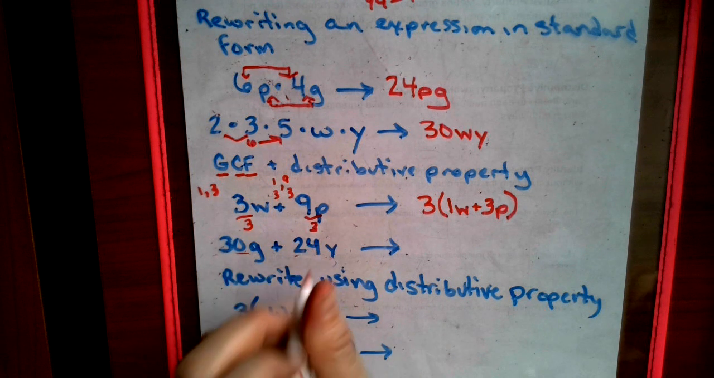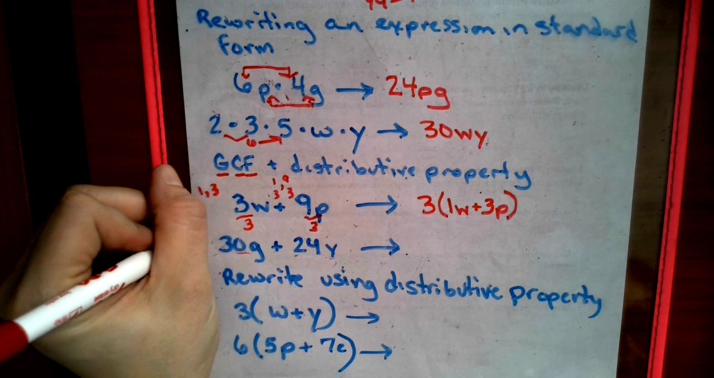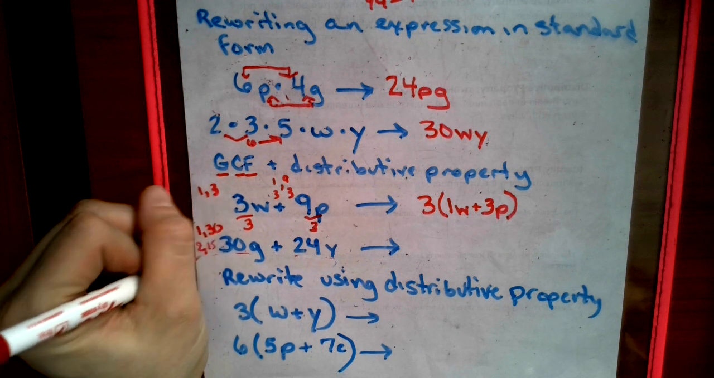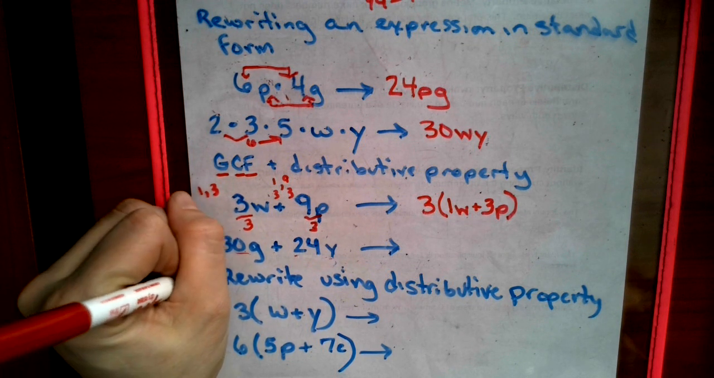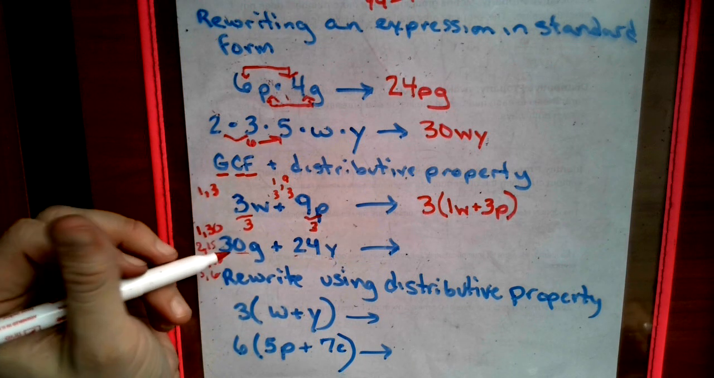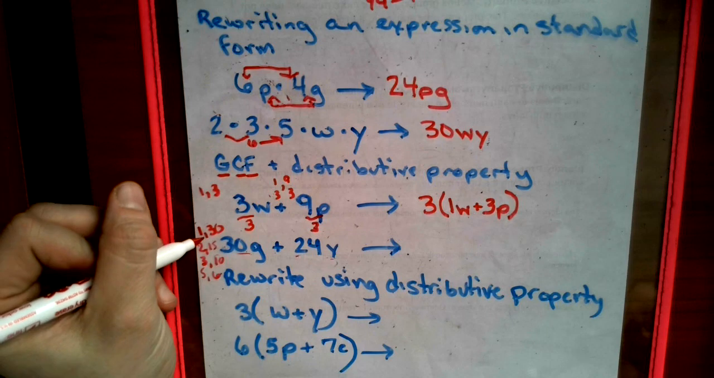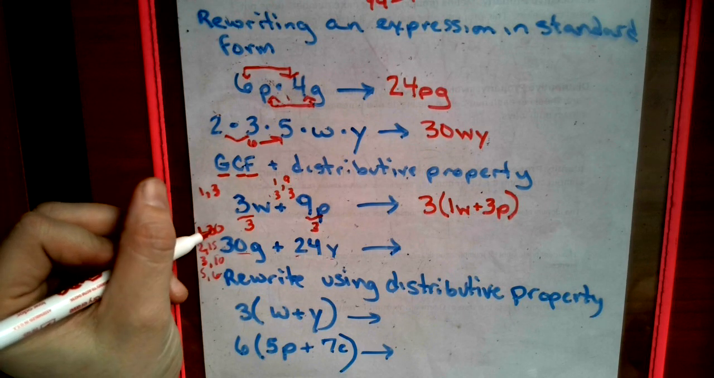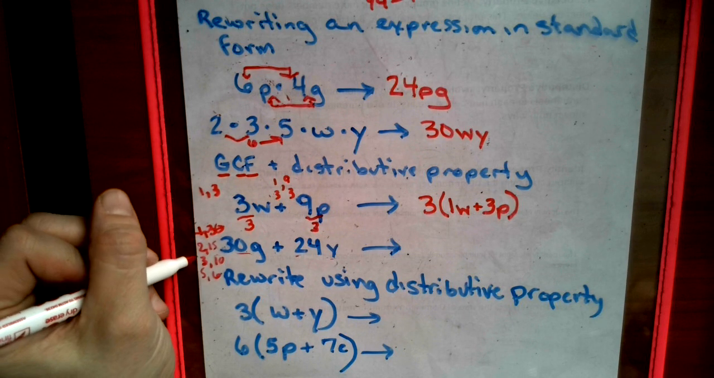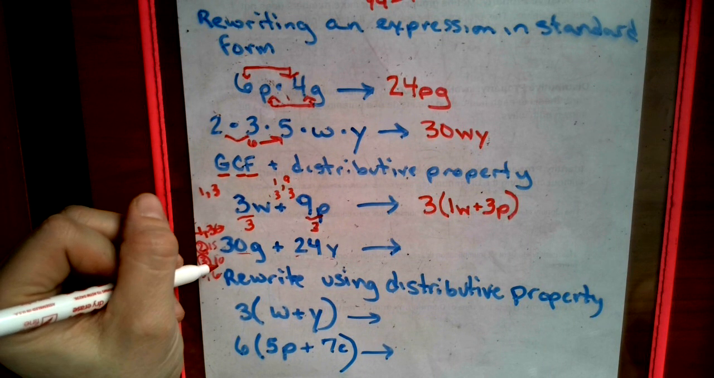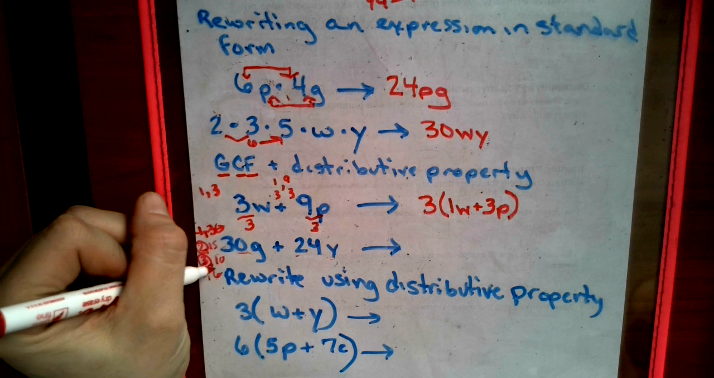30 and 24. 30 has 1 times 30, 2 times 15, 3 times 10, 5 times 6. Then you ask yourself, can 24 work for any of those? Well, 1 works, but doesn't matter because it's not going to change anything, so none on those. 2 works, 15 does not. 3 works, 10 does not. 5 doesn't work, but 6 does.